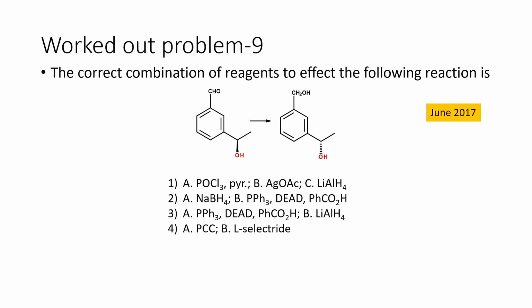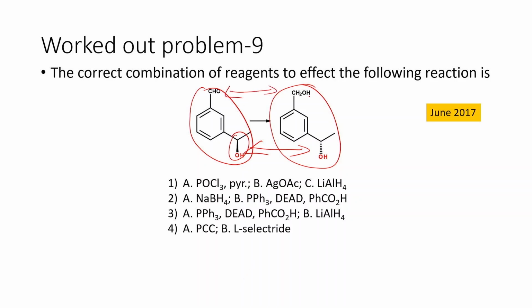So here, the correct combination of reagents to effect the following transformation. We have a hydroxyaldehyde. That hydroxyaldehyde is converted to a diol. So this is the overall reaction that is happening. This question was asked in June 2017, and the major change is that the starting material has the hydroxy group pointing towards the observer, whereas in the final product the hydroxy group is away from the observer. So there is one change that is happening on the hydroxy unit. The second one, the aldehyde is reduced to a primary alcohol.